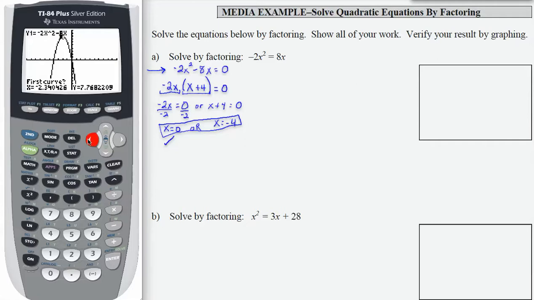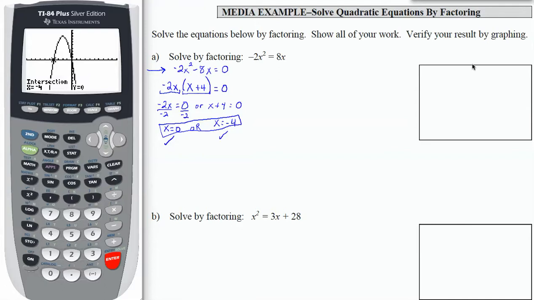See how the cursor is going up, coming down. As soon as my cursor is closer to this intersection than this one, I can go through my process of hitting enter, cycling through the questions, and I come up with the result negative 4, 0, which verifies this solution.